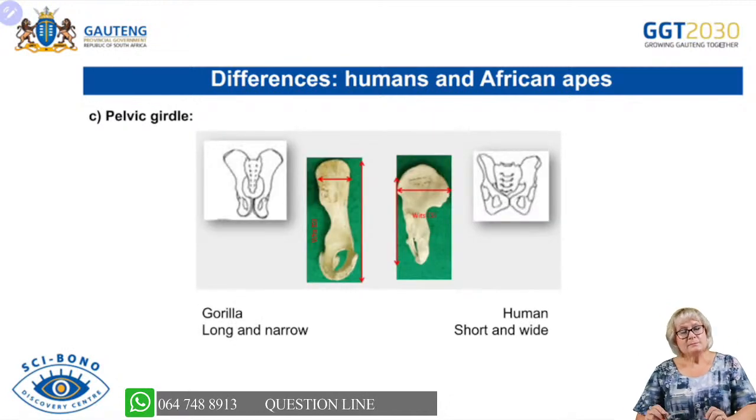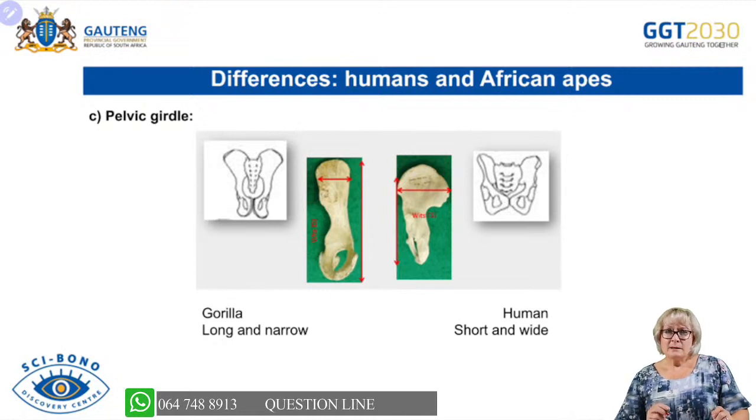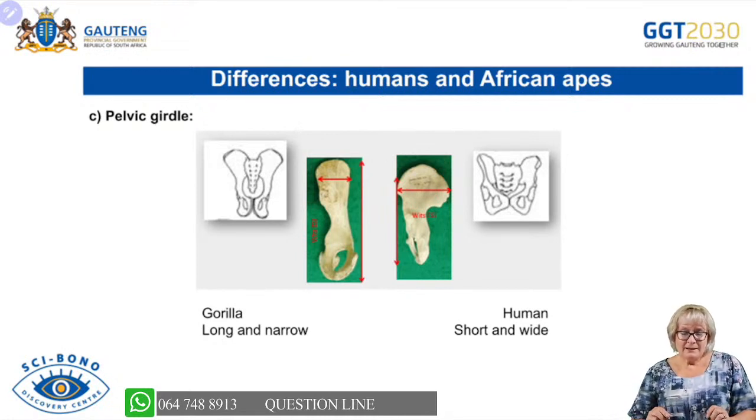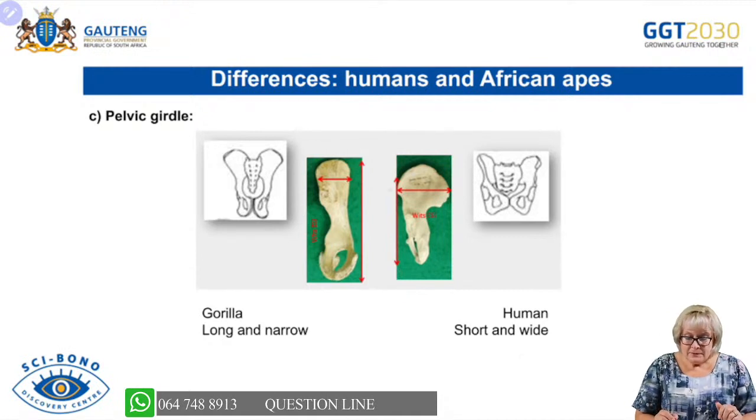Then the next one is the pelvic girdle. I hope you know where your pelvic girdle is, and I think the two line diagrams show you clearly where it is. If we look at the pelvic girdle of a human and the pelvic girdle of an African ape, in humans it's short and wide. If you look at the red lines here, there's the short, and there's the wide.